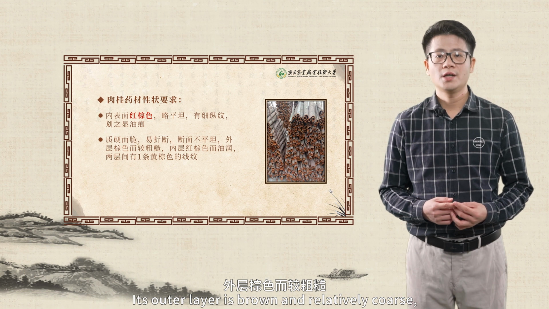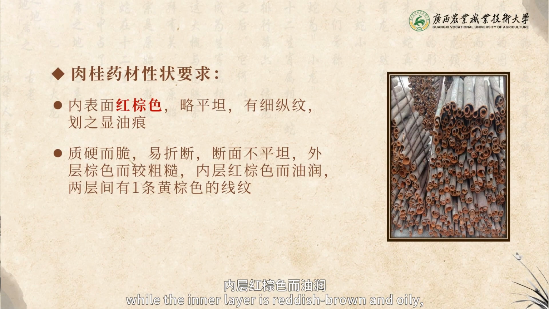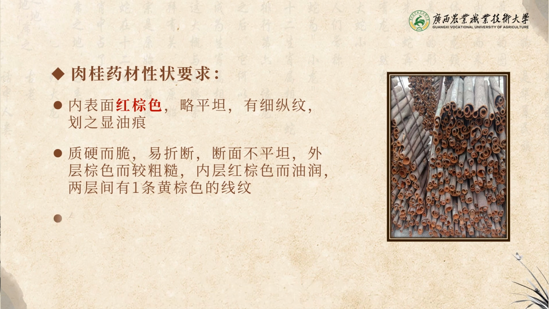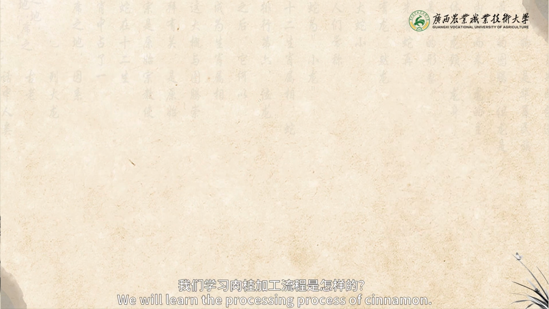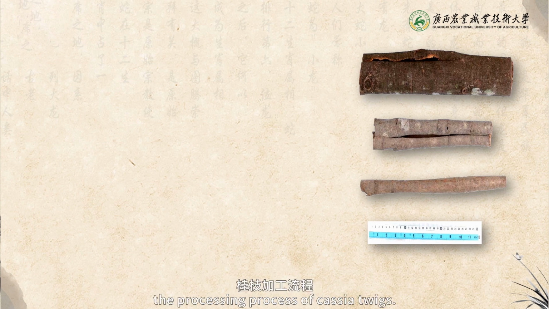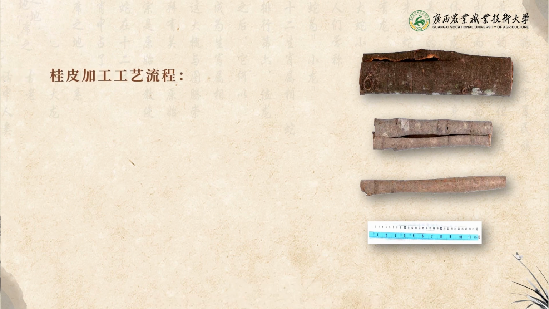Its outer layer is brown and relatively coarse, while the inner layer is reddish-brown and oily, with a yellowish-brown line between the two layers. It has strong fragrance and tastes sweet and spicy. We will learn the processing process of cinnamon. We will also introduce the processing process of cassia twigs.